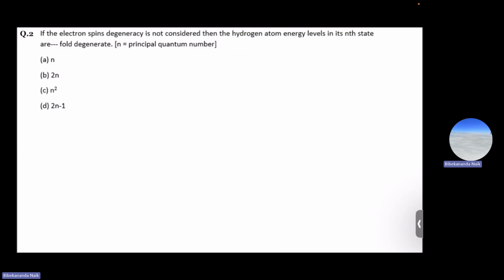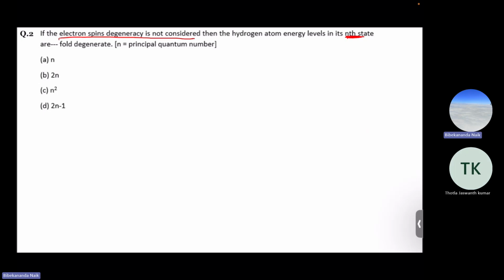With this, we come to the second question. The question says, if electron spin degeneracy is not considered, then the hydrogen atom energy levels in its nth state are dash fold degenerate, where n is the principal quantum number. Options are option A n, option B 2n, option C n square, or option D 2n minus 1. So the question says, if we don't consider the contribution of spin, then what will be the degeneracy of the hydrogen atom energy levels in the nth state? We don't need to consider the electron spin degeneracy.